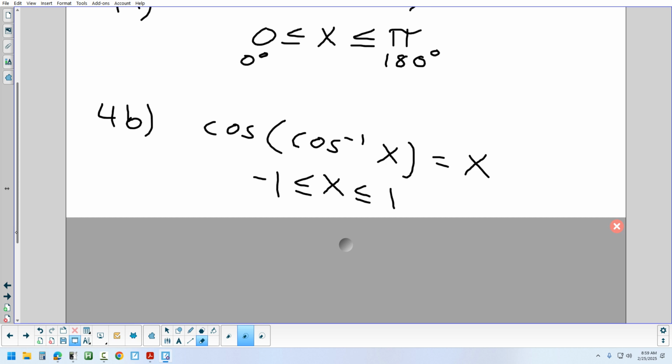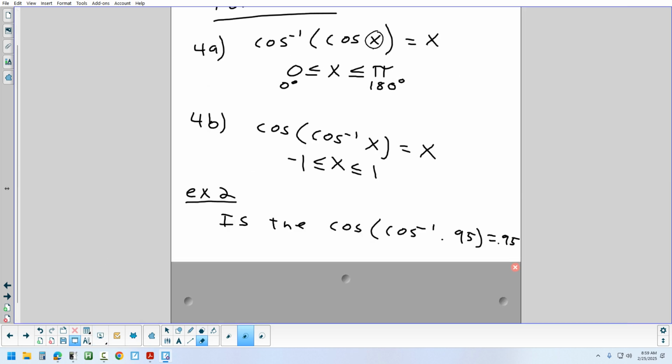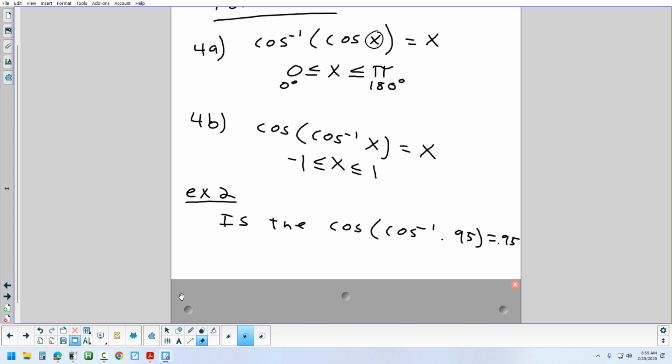All right, so let's try a couple examples of those. Let's start with that one. Okay. Is the cosine of the inverse cosine of 0.95 going to come out to 0.95? So first thing, is that formula 4a or 4b? 4b. Yeah, it's 4b because the inverse is on the inside. Look at the restriction. Does that number fall between the two? Yeah. So the answer here would be yes.